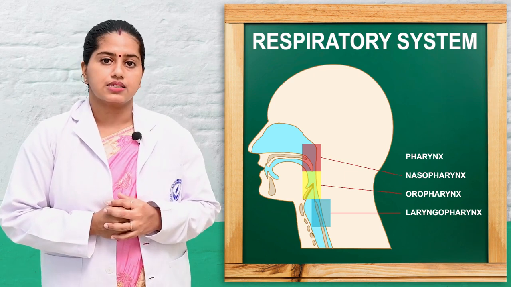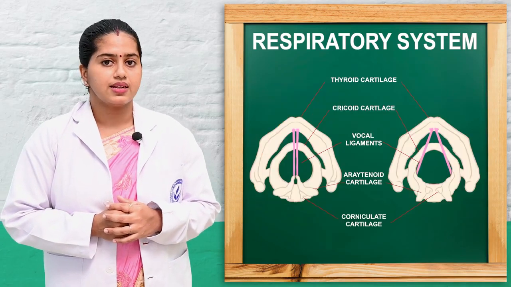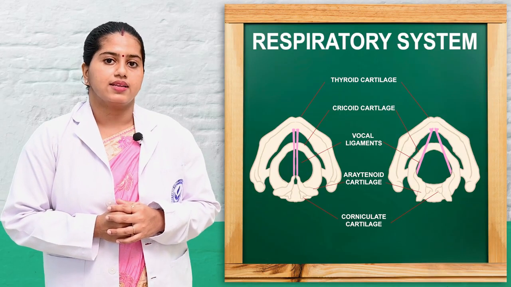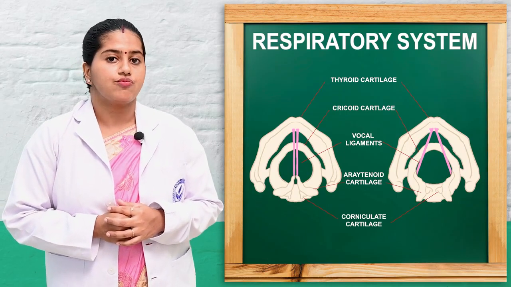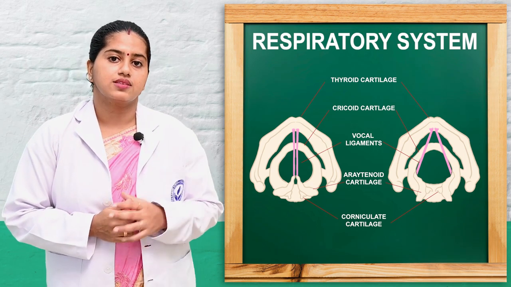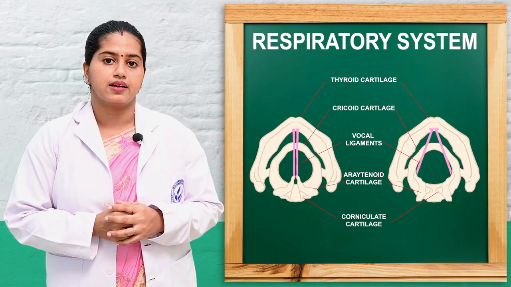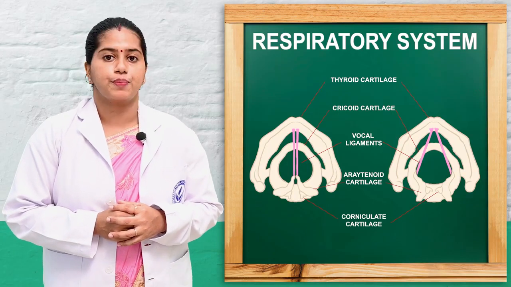Next we will discuss what is meant by the larynx. The larynx is mainly known as the voice box. It is short and cylindrical in shape, mainly 5 centimeters long, and the larynx consists of numerous cartilages, mainly 9 cartilages, 3 unpaired and 3 paired.